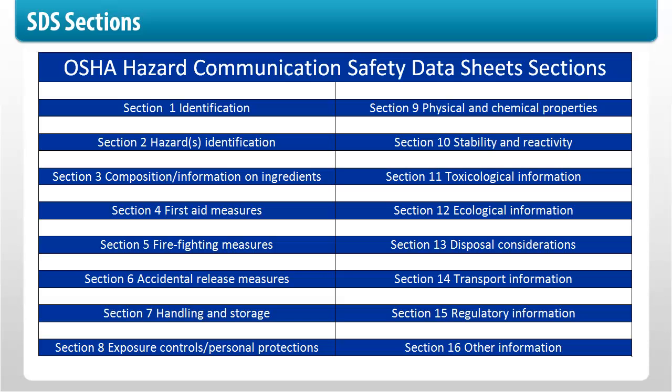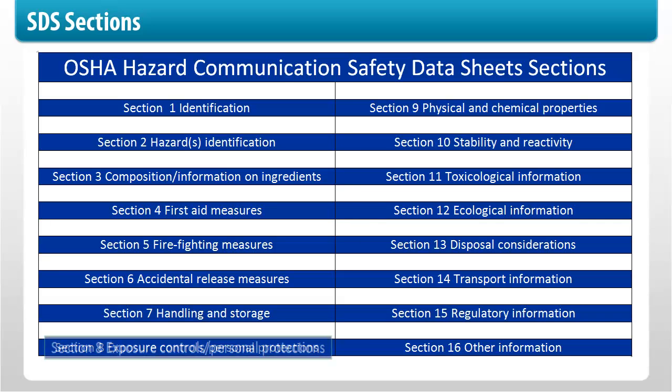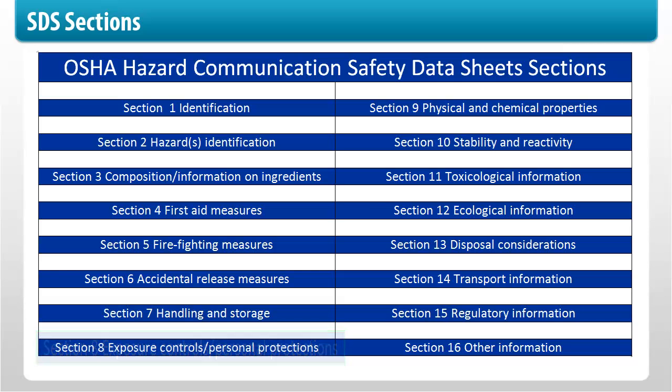Sections 12 through 16 are not mandatory, but cover ecological information, disposal consideration, transport information, regulatory information, and Section 16, which covers other information. Since label formats will be standardized, a worker will be able to quickly identify important information, for example, first aid measures, by referring to Section 4, regardless of the chemical that's being used. Or an employee with questions about appropriate PPE will always refer to Section 8.